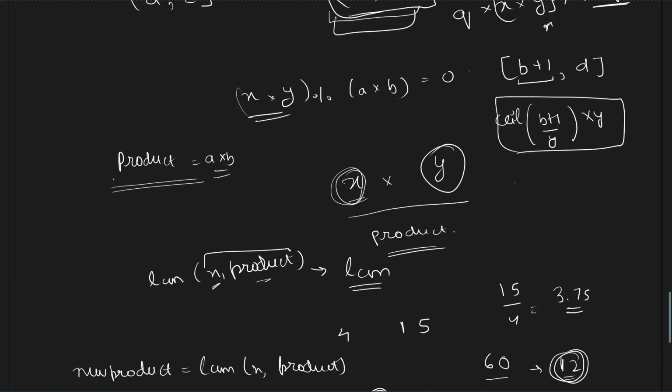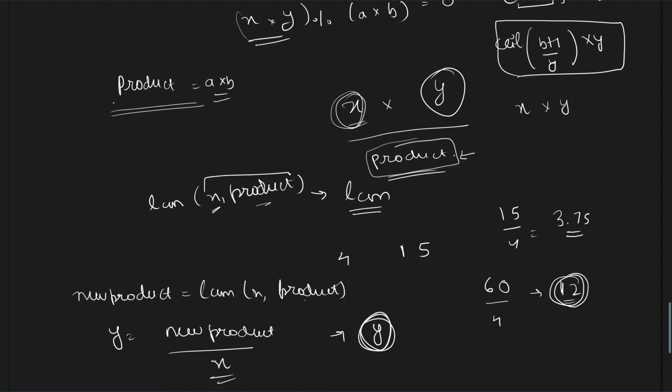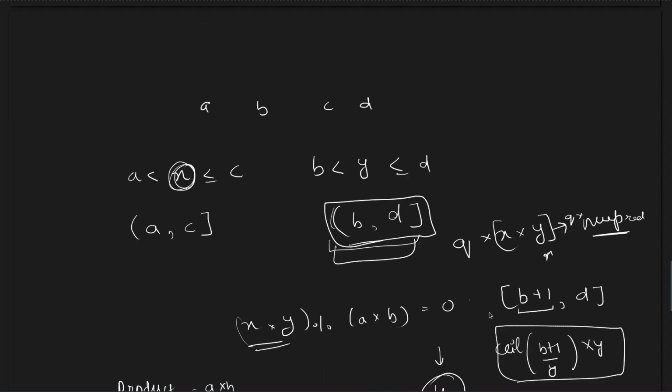So if I choose some value x, and I need to find some integer value y such that it is divisible by product, then I need to change this product to LCM of product and x. So the new product would be LCM of x comma product here, right? Now the integer value of y would be equal to new product divided by x, right?